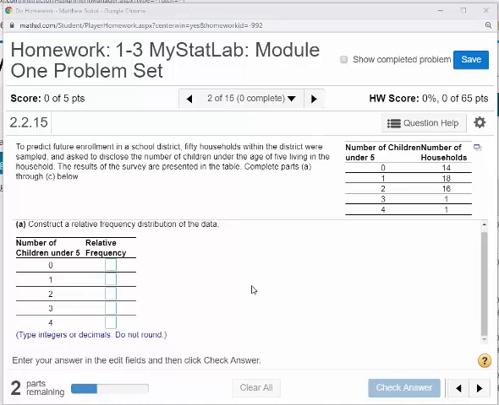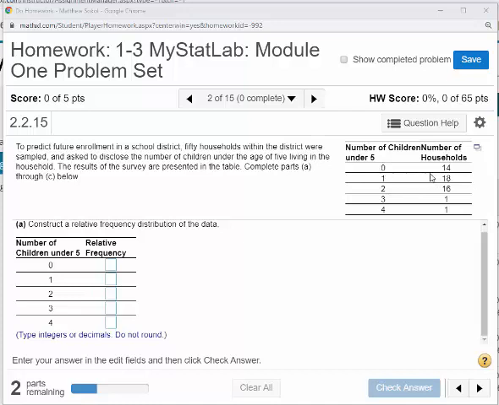Okay, so here's the problem. To predict future enrollment in a school district, 50 households within the district were sampled and asked to disclose the number of children under the age of 5 living in the household. Okay, so we have these 50 households here, and they asked them, how many children do you have under the age of 5?